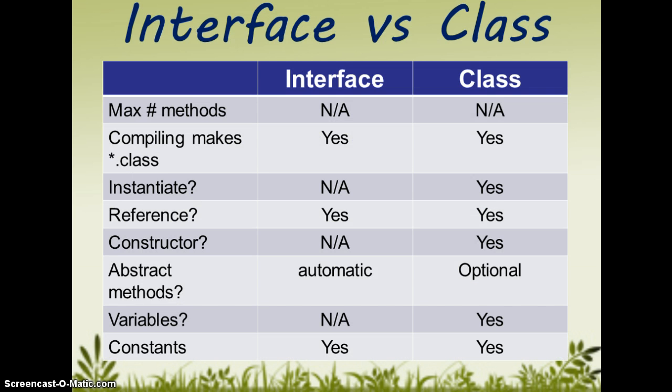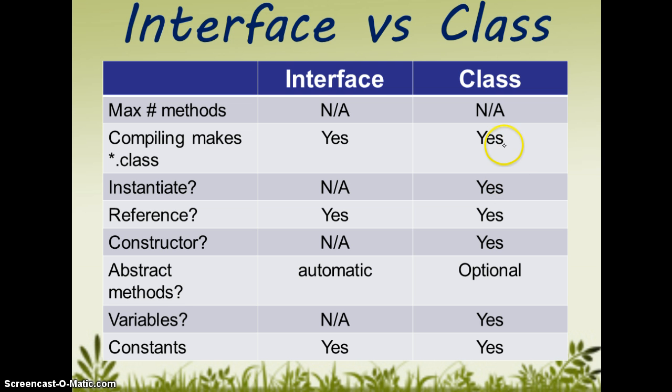So interfaces versus classes. Do they have a maximum number of methods? No, both of them can have as many as you want. When you compile them, does it make a .class file? An interface actually does. So if you find yourself working with code and there's an interface and a parent and 2 children, you'll actually generate 4 class files just by compiling that. Much like an abstract class, you cannot instantiate an interface. It's strictly not allowed. It's allowed to be a reference type. It can be on the left when you make an instantiation statement, but it cannot be on the right.